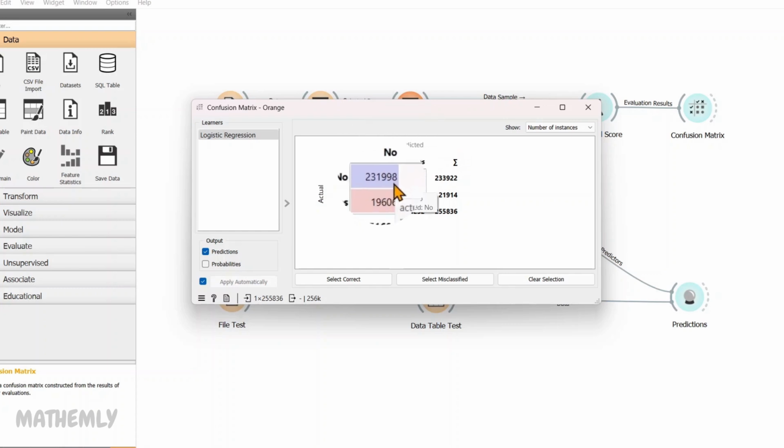231,998 cases were correctly classified as no, or healthy individuals. 2,308 cases were correctly classified as yes, or people with heart disease. 1,924 cases were misclassified as having heart disease when they actually don't. 19,606 cases were misclassified as healthy when they actually have heart disease. This breakdown helps us understand the model's strengths and weaknesses, revealing how well it distinguishes between healthy individuals and those at risk of heart disease.